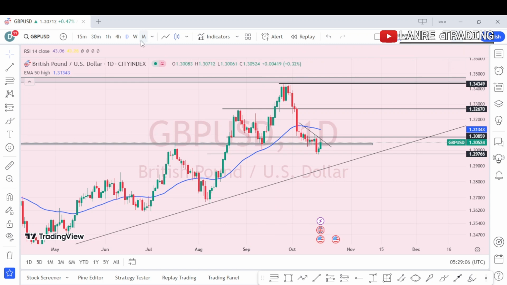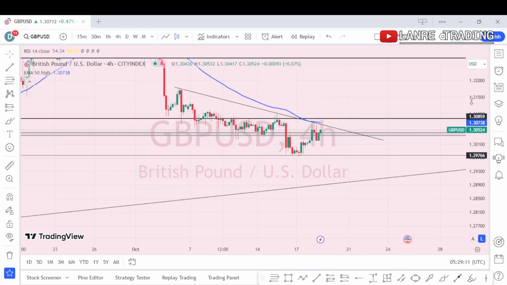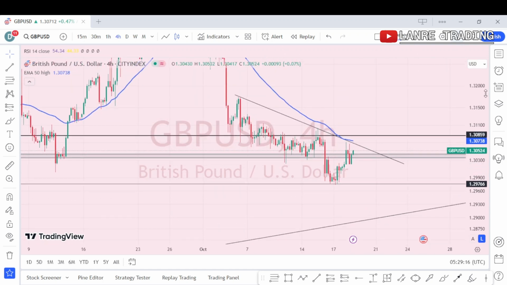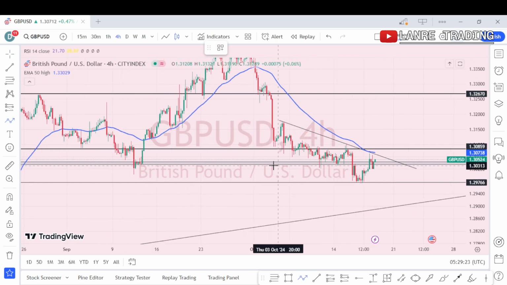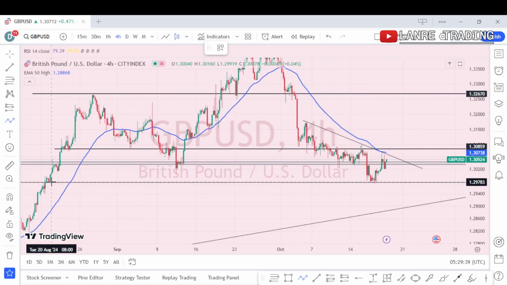Let me scale down to the 4 hour time frame just to show us possible entry for this week. Before I proceed, you can see price has taken out this major level, and price used this higher low right about here as a support level for this current lower low right about here.